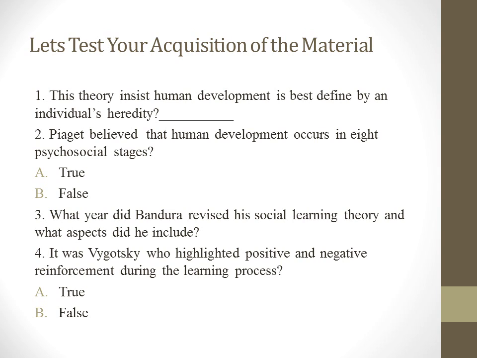Number 3, what year did Bandura revise his social learning theory and what aspects did he include? It was in 1986 that Bandura proposed the social cognitive theory, including factors such as a person's expectations and beliefs.